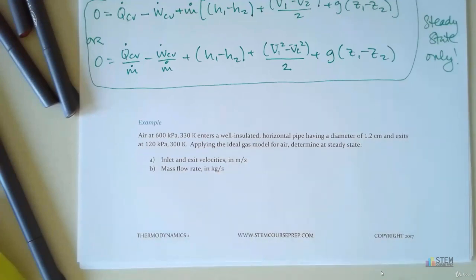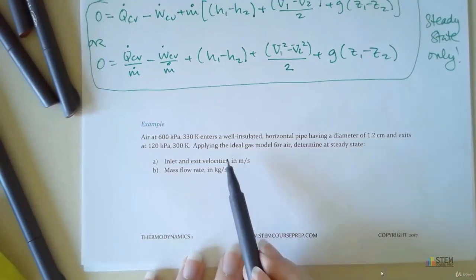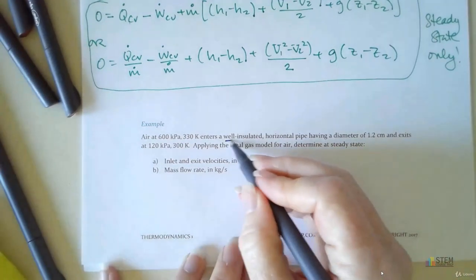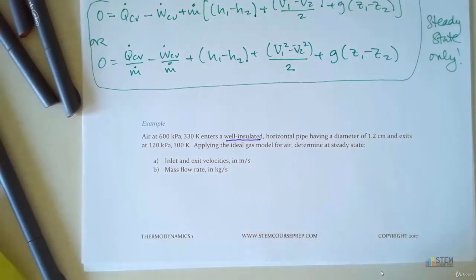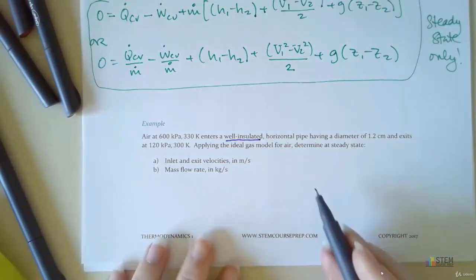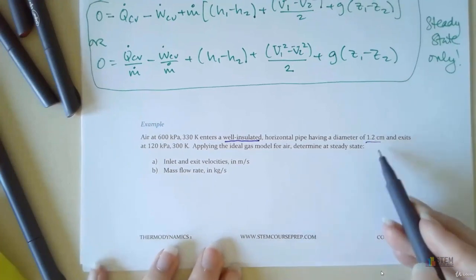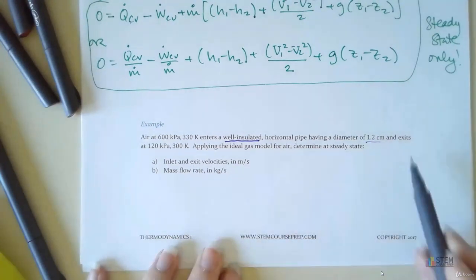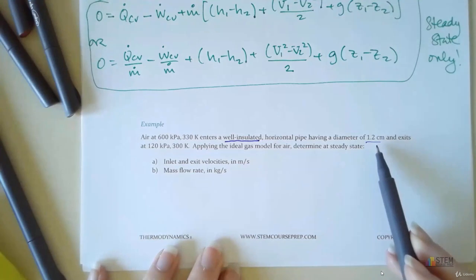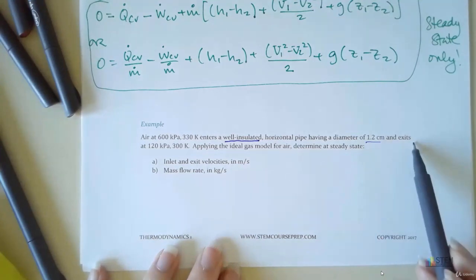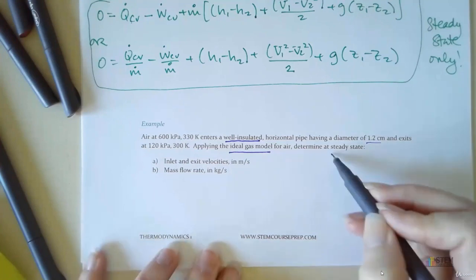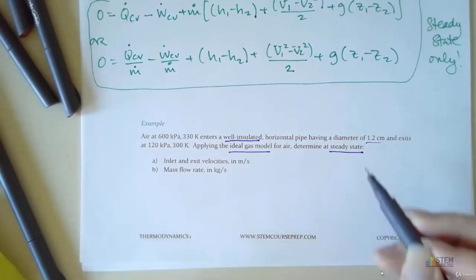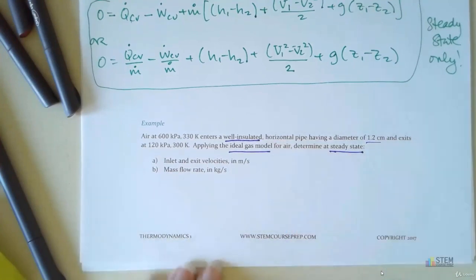Now, before we get started, let's make sure we know all of the keywords. It says well insulated. That typically means we don't have to worry about any energy transfer due to heat. We've got diameters of the pipe, or one diameter, it's 1.2 centimeters. And we also know we have an ideal gas model. And we're determining at steady state. All right, so these three things right here are going to be important to realize.